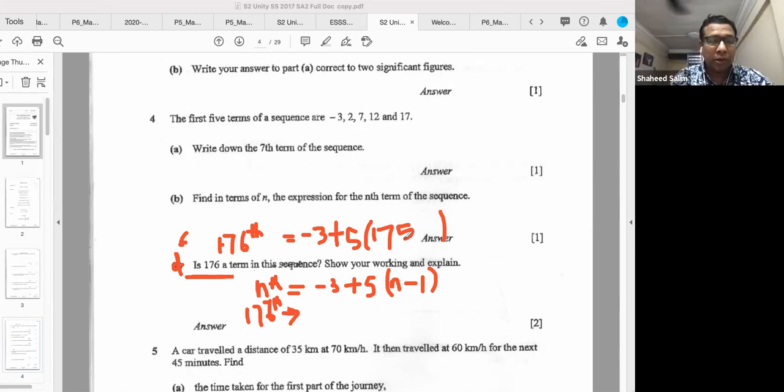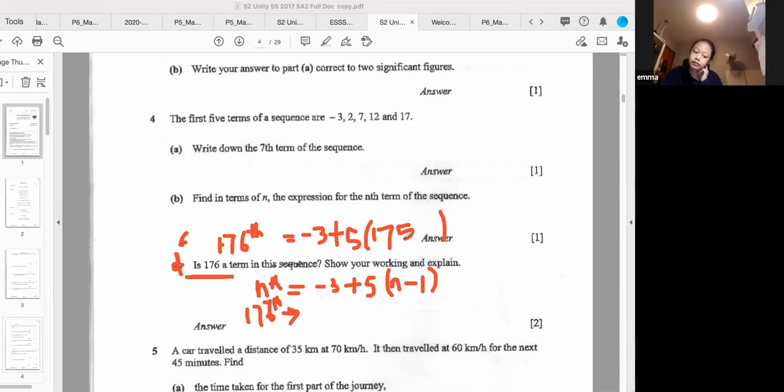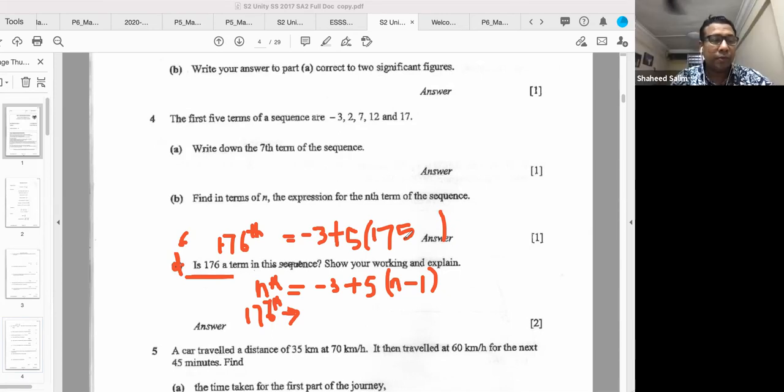Hold on. Let me check because this is not in the answer key. 872, correct. But unfortunately, I misread the question. The question is not asking for the 176th term. This question is saying, is the value 176? That means, is it part of this sequence? And we can look at the next one.